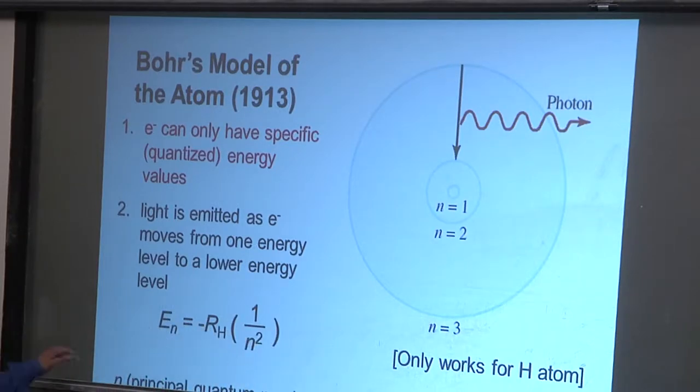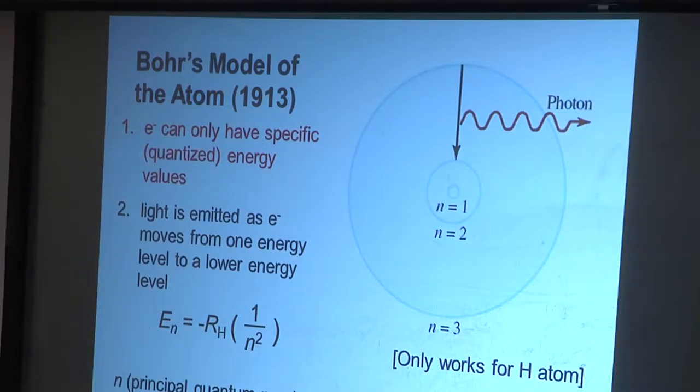Here we have one initial explanation of bright line spectra. And so Bohr, in 1913, take a look at the dates that we've been looking at. They're all kind of around 1900.